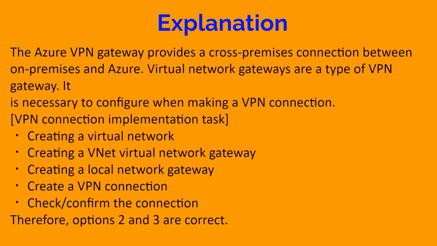Explanation. The Azure VPN Gateway provides a cross-premises connection between on-premises and Azure. Virtual Network Gateways are a type of VPN gateway. It is necessary to configure when making a VPN connection. VPN connection implementation task. Creating a virtual network. Creating a VNet virtual network gateway. Creating a local network gateway. Create a VPN connection. Check/confirm the connection. Therefore, options 2 and 3 are correct.